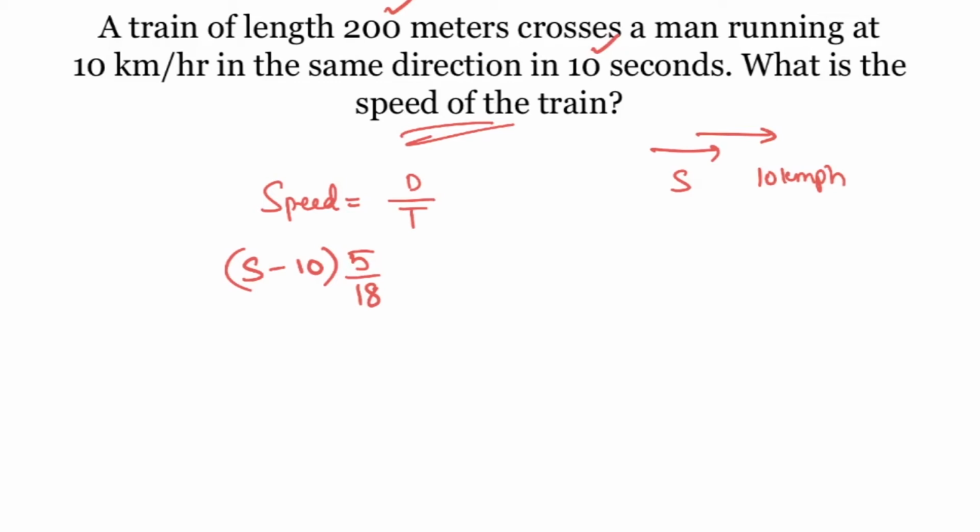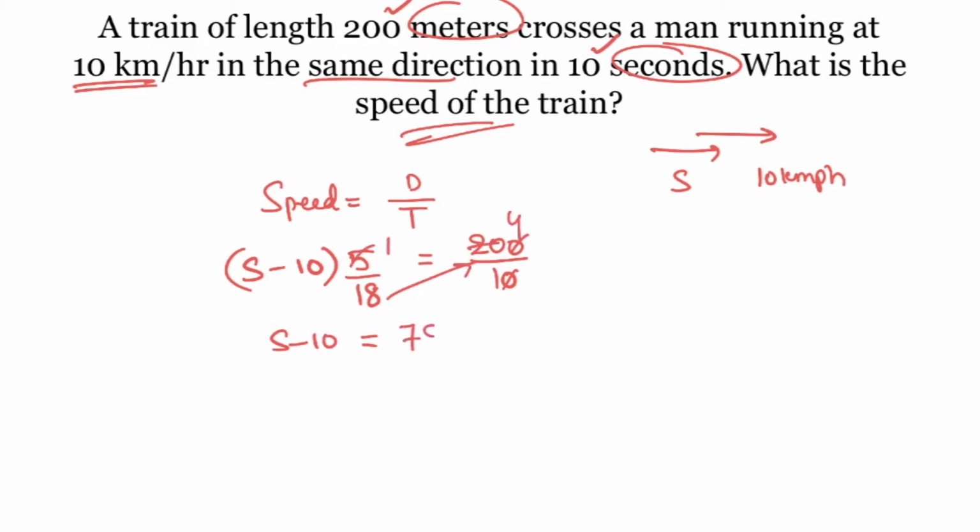Why we subtracted 10? Because man is running in same direction. And why we multiplied with 5 by 18? To convert into meters per second. Got it? That is equal to distance 200 divided by time 10 seconds. 0 and 0 cancel. S minus 10 is equal to 5 ones 5, 5 4 times 18 into 4, 72. So speed of train is 82 kmph.